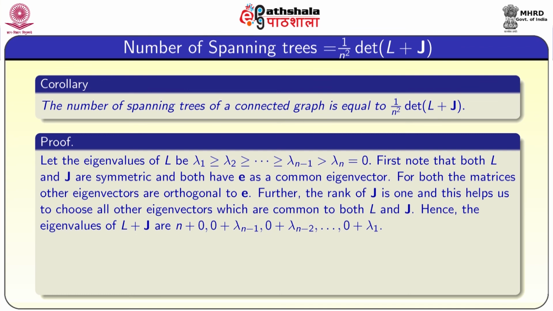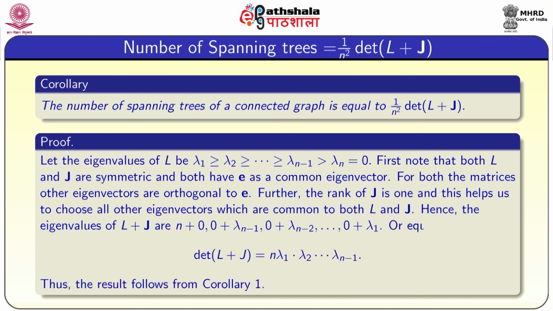Hence, the eigenvalues of L plus J are n plus 0, 0 plus lambda n minus 1, and so on, 0 plus lambda 1, or equivalently the determinant of L plus J is equal to n times lambda 1 into lambda 2 and so on lambda n minus 1. So now the result trivially follows from the previous corollary. We know that tau of x, the number of spanning trees, is equal to lambda 1 into lambda 2 and so on lambda n minus 1 by n. So hence we will get the required result.